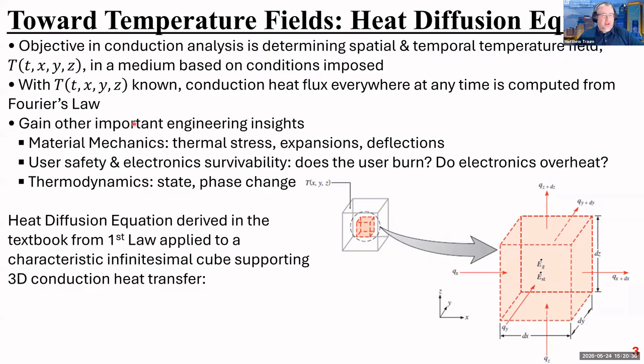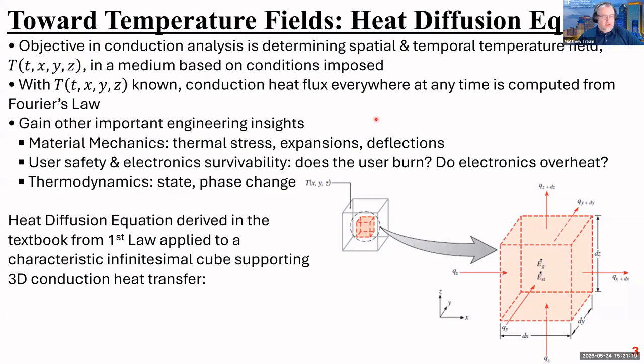Once you have that equation, you can calculate the conductive heat flux everywhere in the material at any time using Fourier's law, which we've already talked about. You can also gain a number of other important engineering insights. For example, if you know what the temperature field of some object looks like, you can back calculate all of the thermal stresses, expansions, contractions, and deflections that are a result of temperature. You can tie the temperature field from heat transfer into mechanics of materials and back out what all the deflections, expansions, and stresses are.